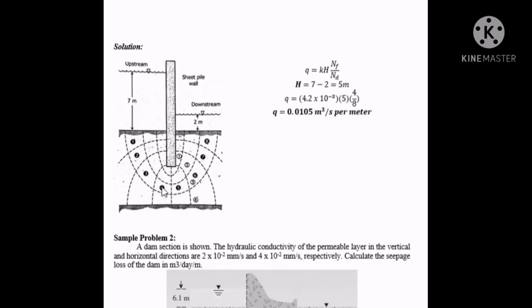1, 2, 3, 4, 5, 6, 7, 8. Therefore, there are 8 equipotential lines here, or equipotential drops. So, by substituting it into the formula, this will give us 0.0105 cubic meters per second per meter.